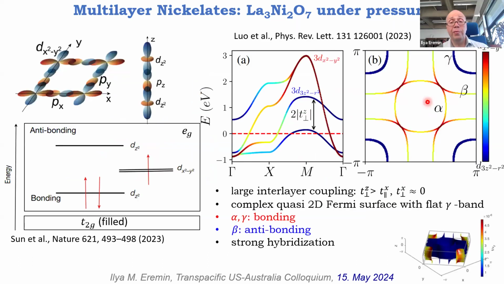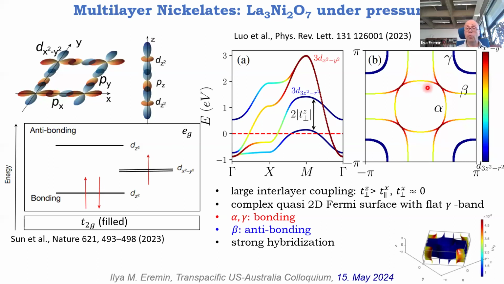Now, this is the Fermi surface that you expect in this case. So, in order to understand, now you look. It's very easy to understand for those of you who worked with cuprates. So imagine you have a dx squared minus y squared orbital, which is now split by bilayer splitting.